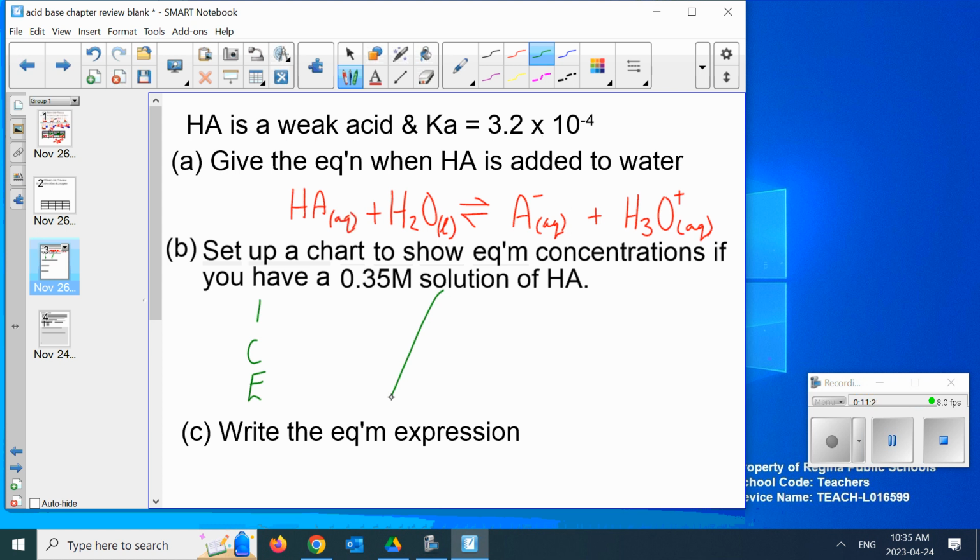So we start with the HA, a weak acid, 0.35 initially. We don't have anything else. We'll assume that it was just dropped into the beaker. We'll use zeros at the start. So the right-hand side can only go up. That means the left-hand side has to go down. We don't have numbers for the end, so we're going to use X. And we have an expression for the equilibrium concentration of the HA, 0.35 minus X.